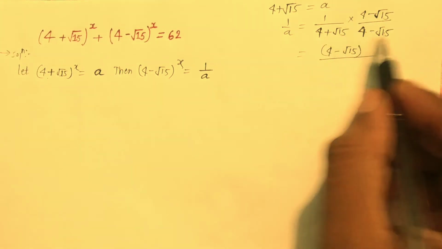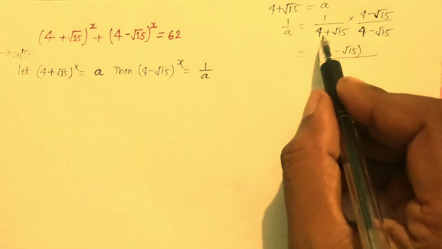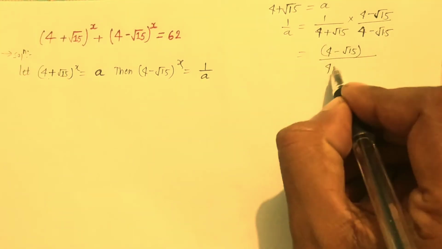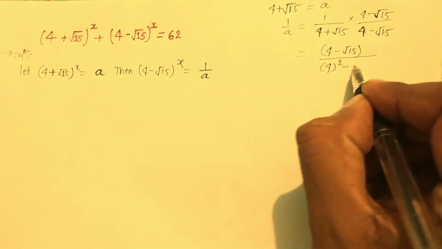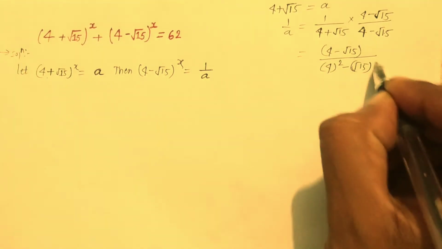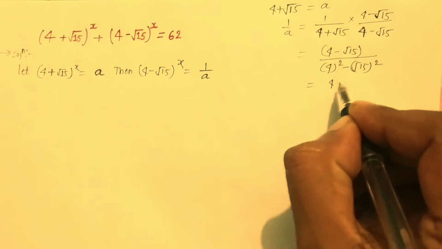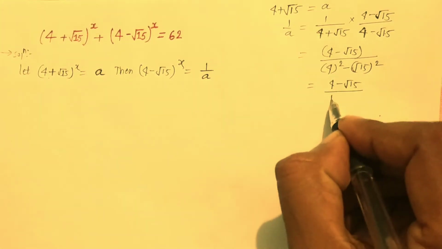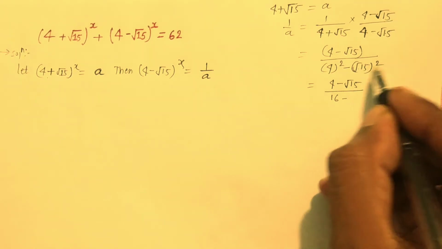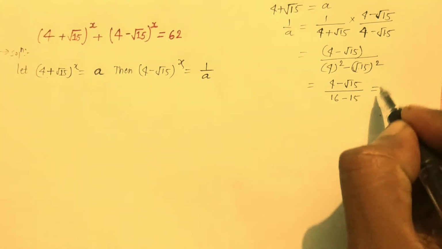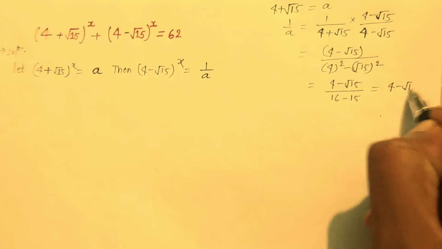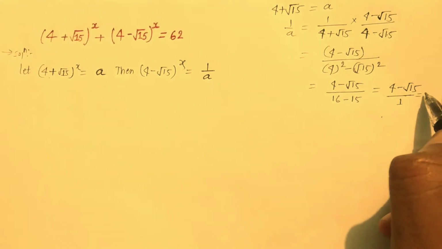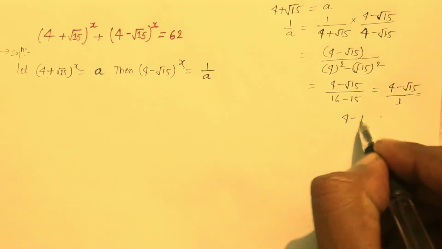So they are in the form of the formula (a plus b) times (a minus b), which is a square minus b square. So we can use the formula here: 4 whole square minus root 15 whole square. So this will be 4 minus root 15 divided by 16 minus 15. So finally we got here 4 minus root 15 by 1. Now if we divide this by 1, we have the same value, that is 4 minus root 15.